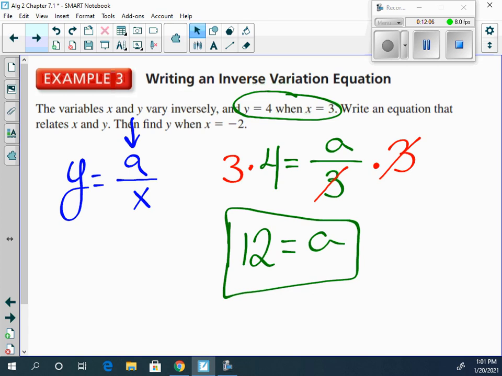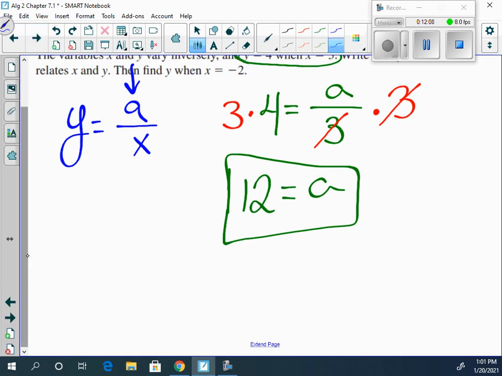And we need that to be able to find the equation. Because our equation is going to be y is equal to 12 divided by x. That's our equation. Now we're almost done. We just need to find the value of y when x is equal to negative 2. So any questions on this here before we find that value of y?